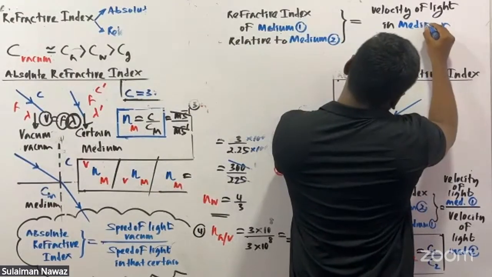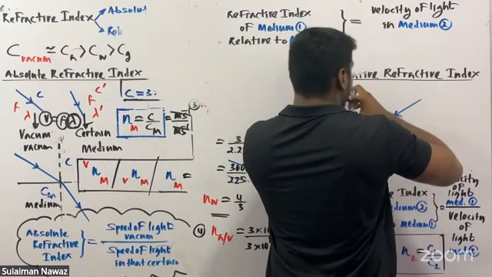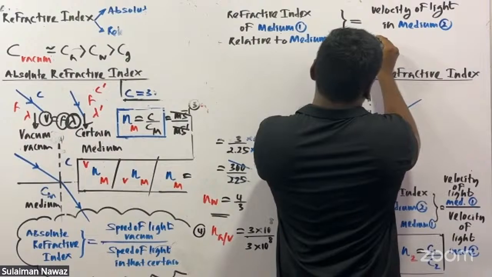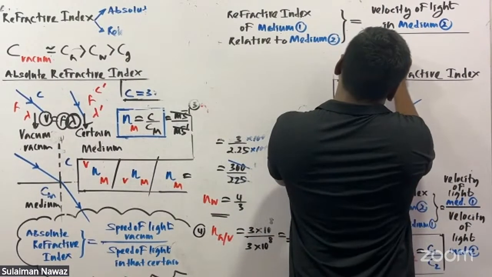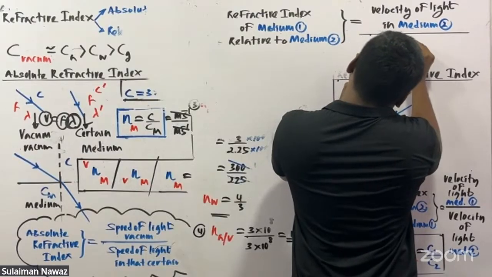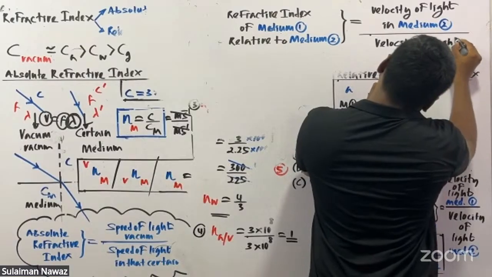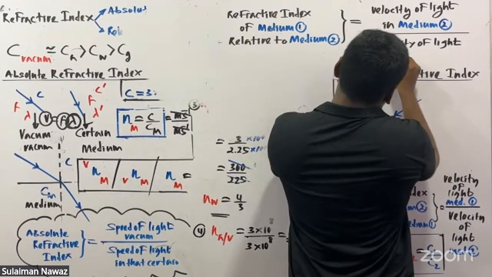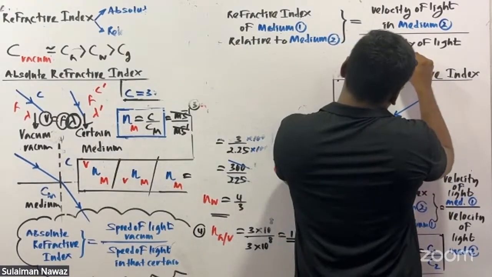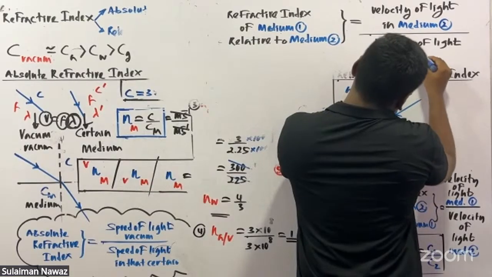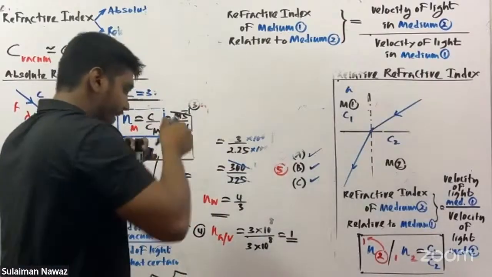Nice stories. Over velocity of light in medium 1. Done. The difficult part is done. Symbolic method. That's a pattern.